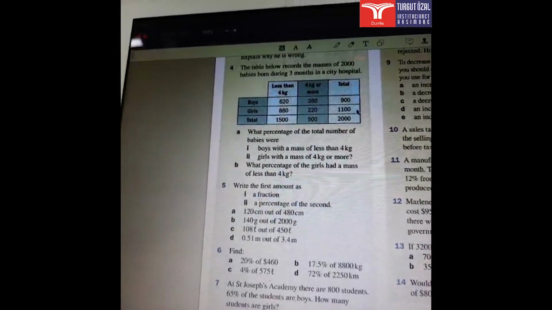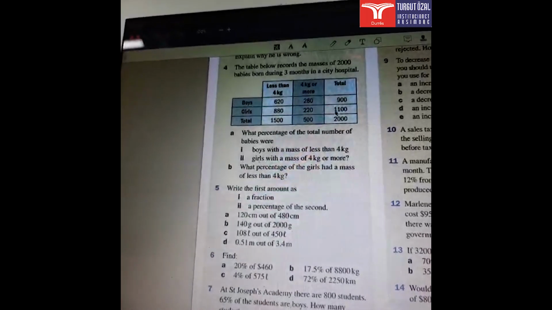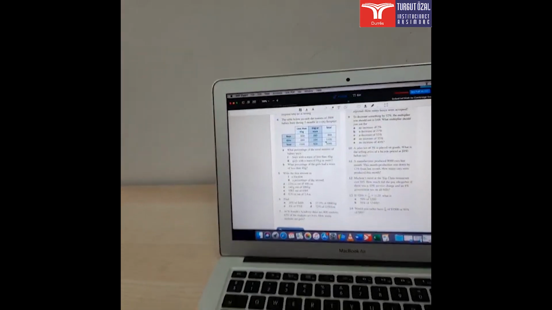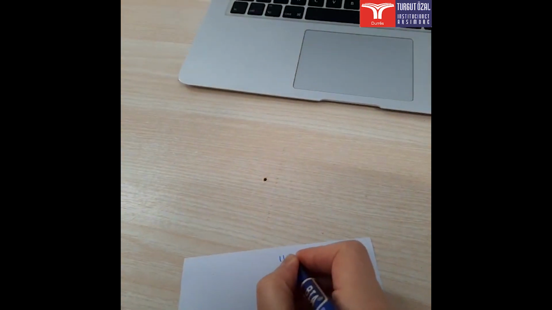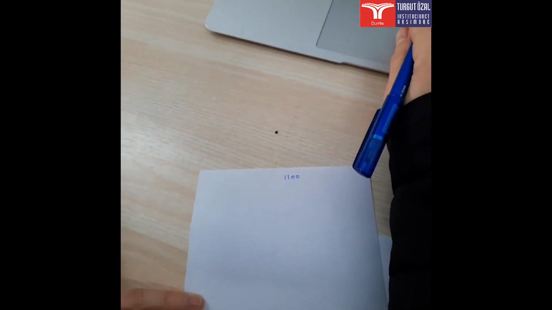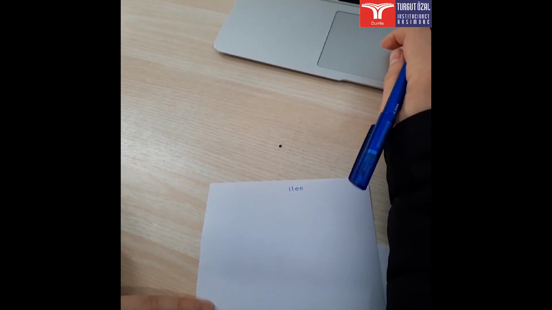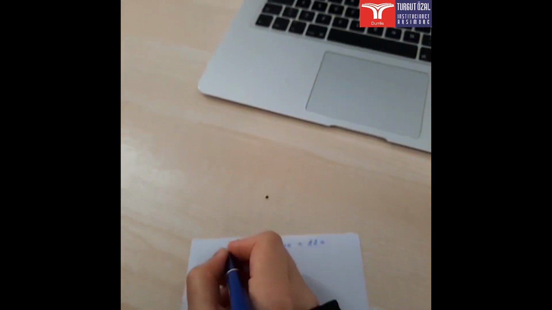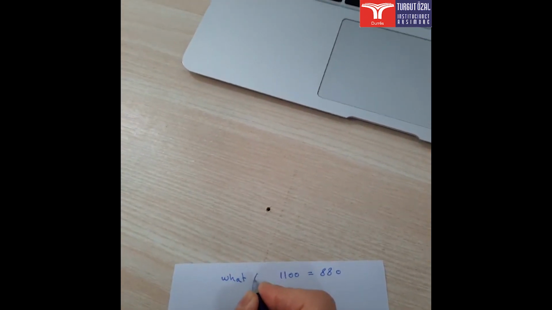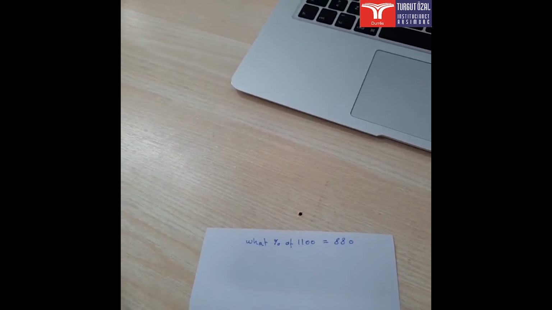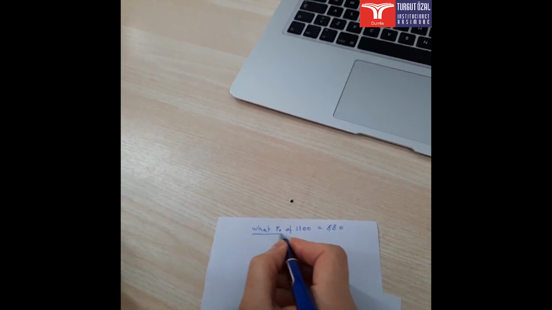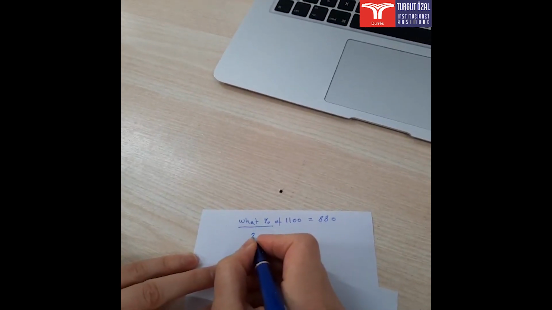So the total number of the girls was 1100. So now my total will be 1100. The number of the girls which are less than 4 kilograms is 880. So I have to find what percent of 1100 is 880. Since I don't know the percentage, I am showing it with Z.